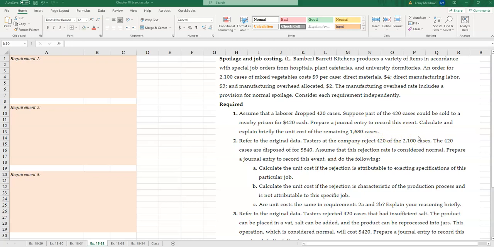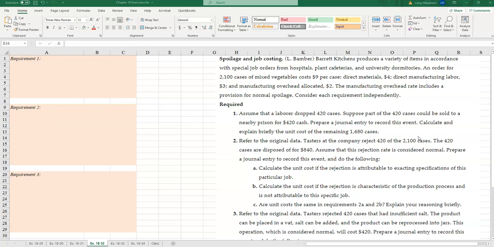So we have to look here that the laborer dropped 420 cases. We don't know why they dropped it, but we know that it was dropped. So something was careless, or someone was just not paying attention. But this is damage probably due to abnormal spoilage because it was not inherent in the production process. This was just dropped cases. So we know we have abnormal spoilage. We also know that we sold part of those 420 cases for $420 cash to the prison.